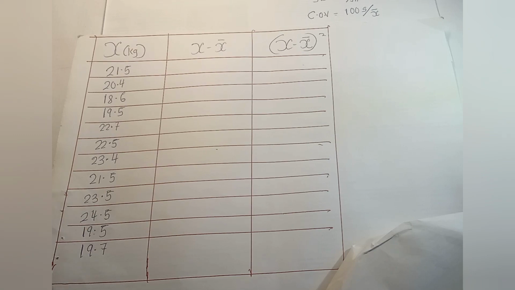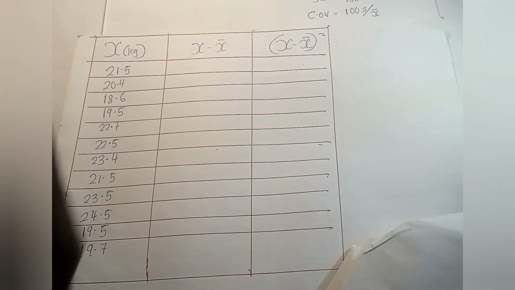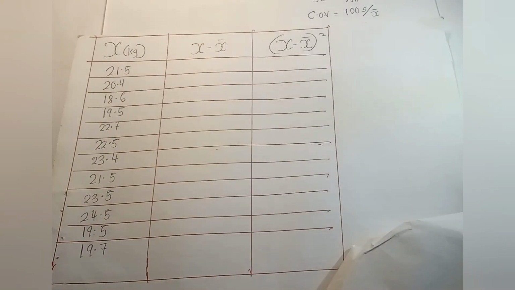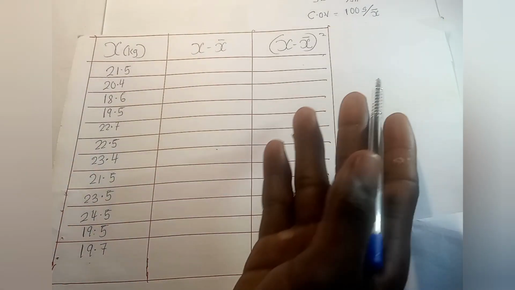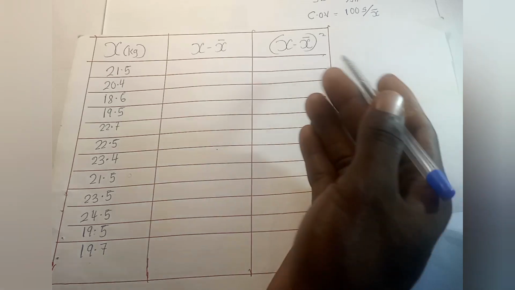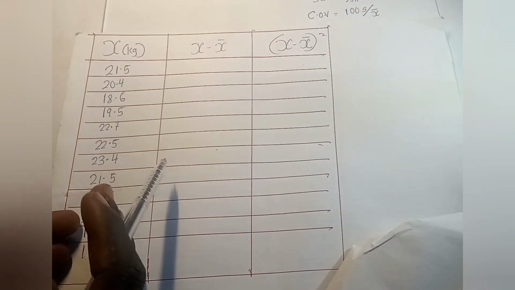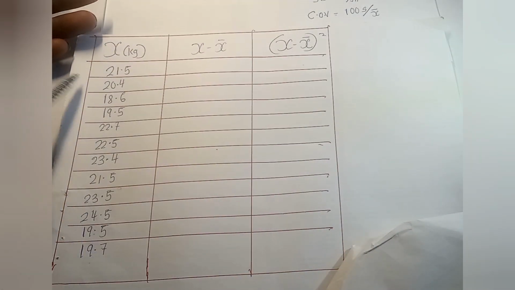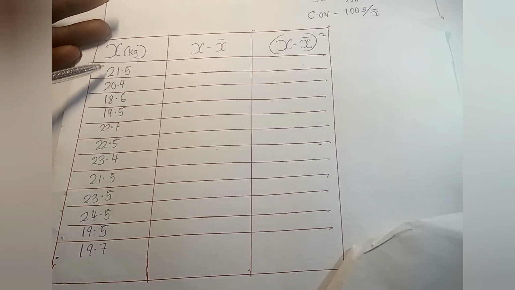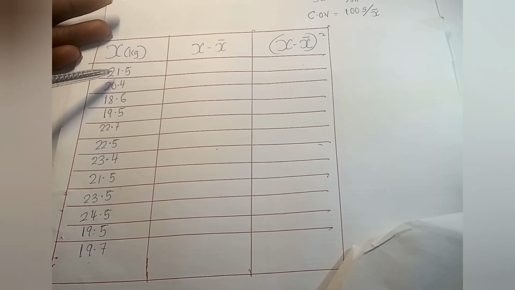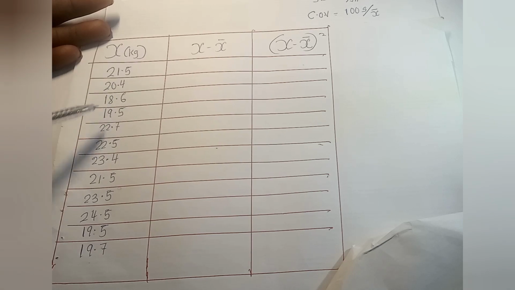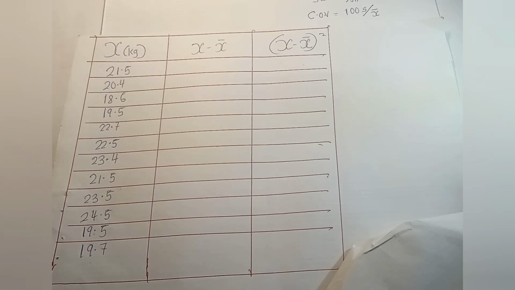So the next column is x minus x bar, which is mean. How do I calculate my mean? I've already said that it's summation fx over summation f. So I can calculate my mean here. I will just have to add the values of x, then divide by the count of all the numbers: 1, 2, 3, 4, 5, 6, 7, 8, 9, 10, 11, 12. So I have 12 data points.